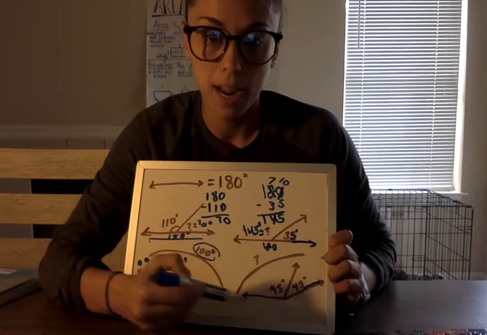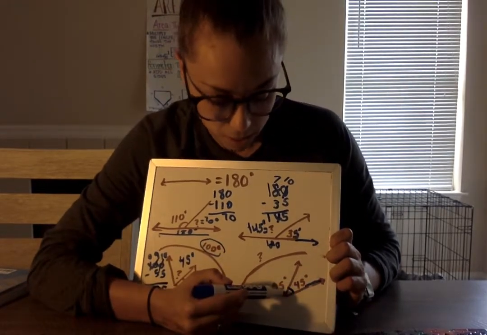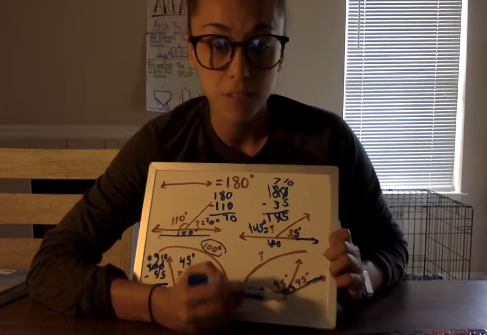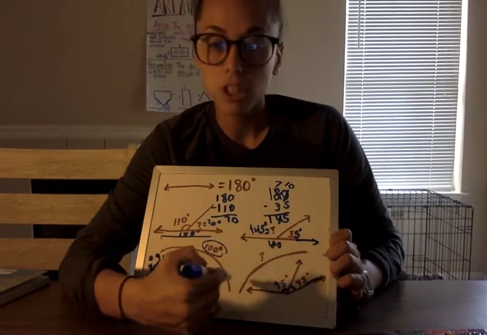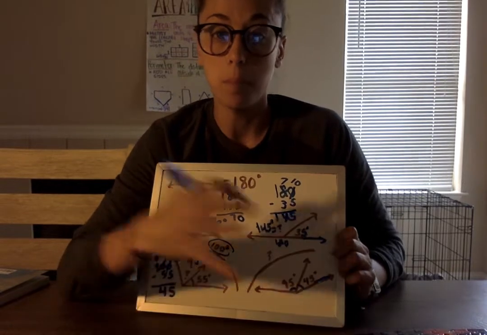So you see that we have a big obtuse angle. This angle is 45 degrees, and this angle is 95 degrees. What we're trying to figure out is how much is this whole angle all together, the big angle.